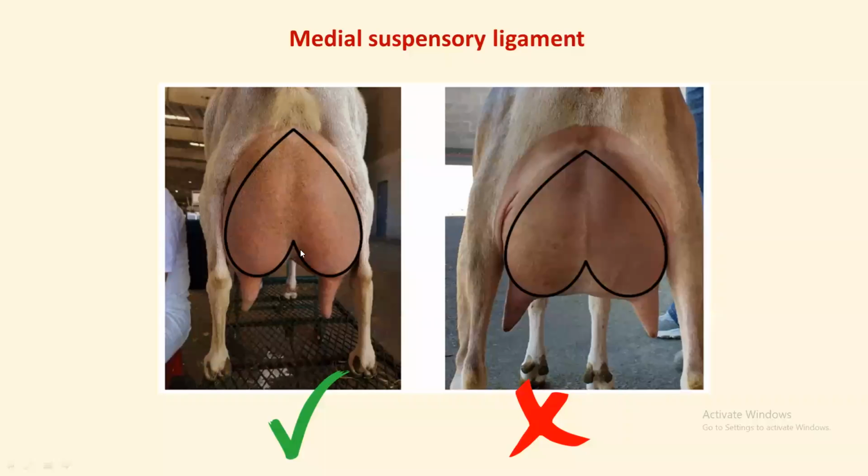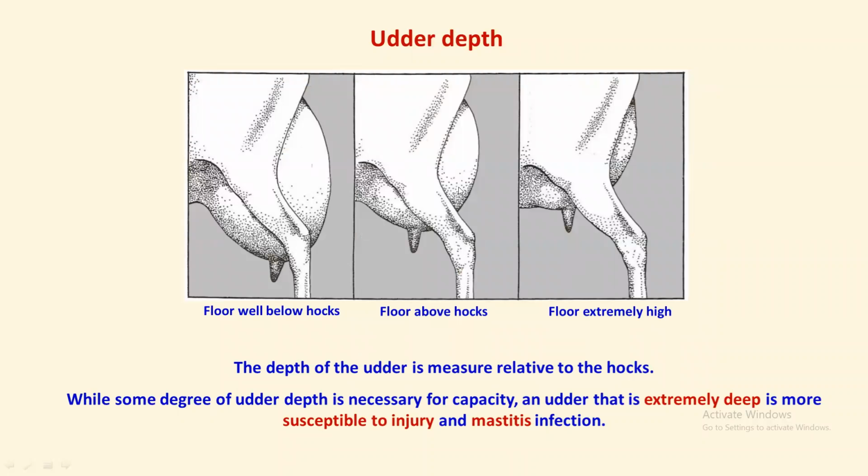And the one which is not having a good suspensory ligament, that is having no separation in between the left and right quarter of the udder. This is not recommended. Next is udder depth.